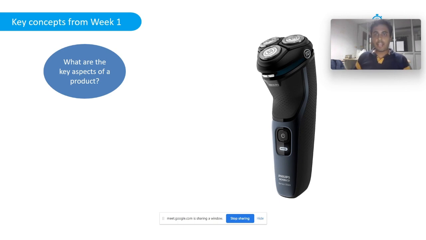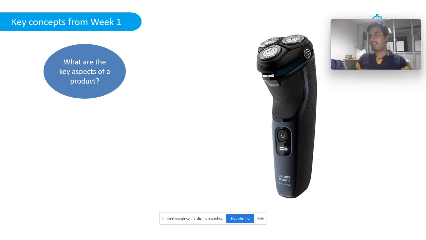Can you see the product on the screen? Do you recognize this image? What is this? Okay, trimmer, shaver. So this is a shaver. It's not a trimmer. There's a difference between a trimmer and a shaver.